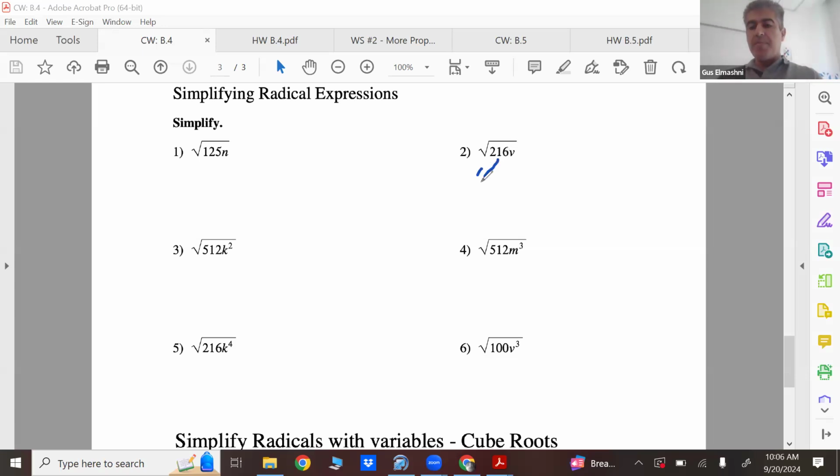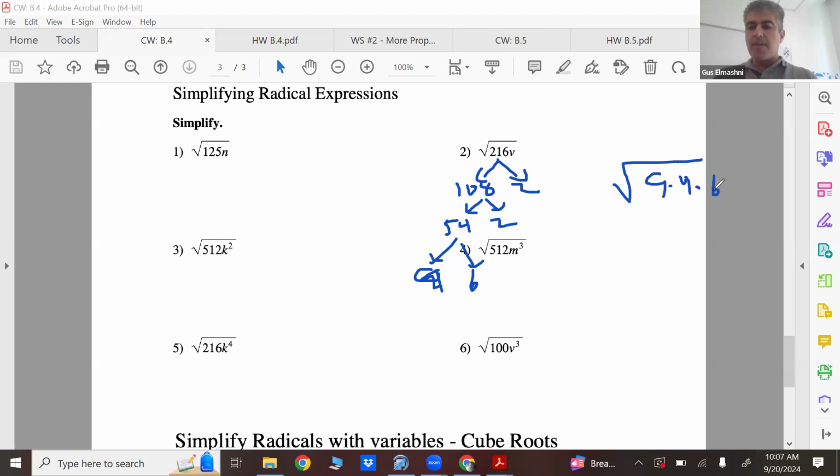Let's look at root 216. Now, if you're ever stuck, one thing you can do is divide the number by 2. Break it down. If I divide 216 by 2, I should get 108. Continue the breakdown. If you can divide by other numbers, go for it. But that's 54 and 2 again. That's 9 and 6. Okay, I'm going to stop right there, because if you think about it, that's root 9 times 4 times 6, right?